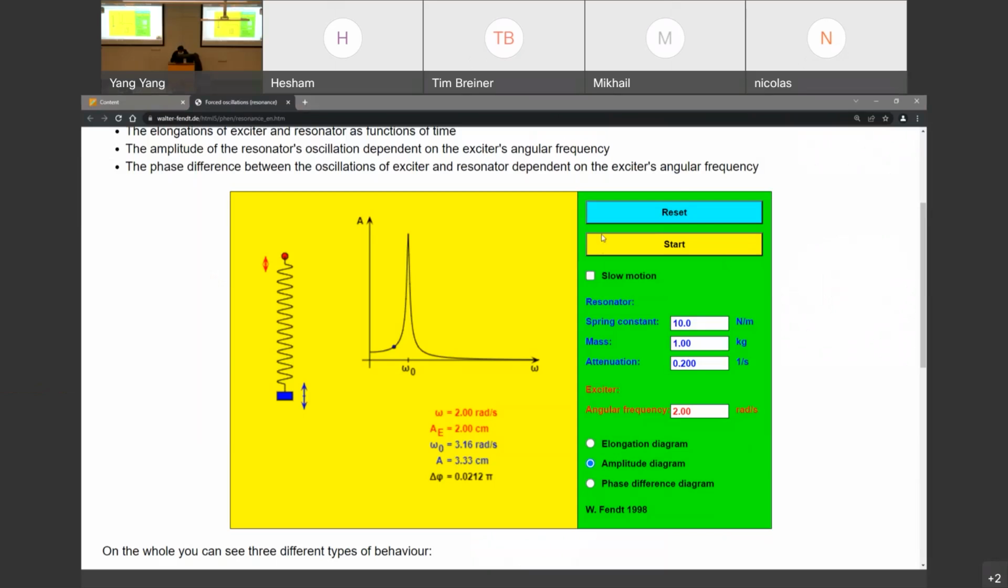So this is a simulator that I already uploaded to Blackboard. After class, if you are interested in playing with it, I encourage you to do that. As you can see here, we have a mass as the bottom of a spring system.